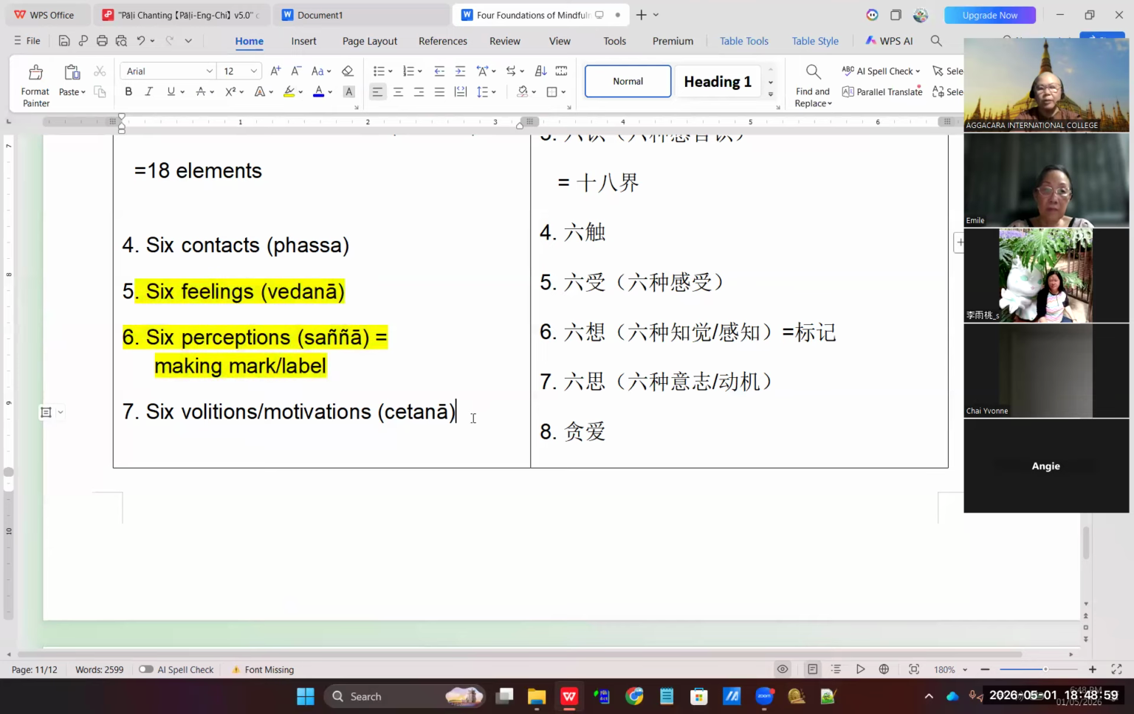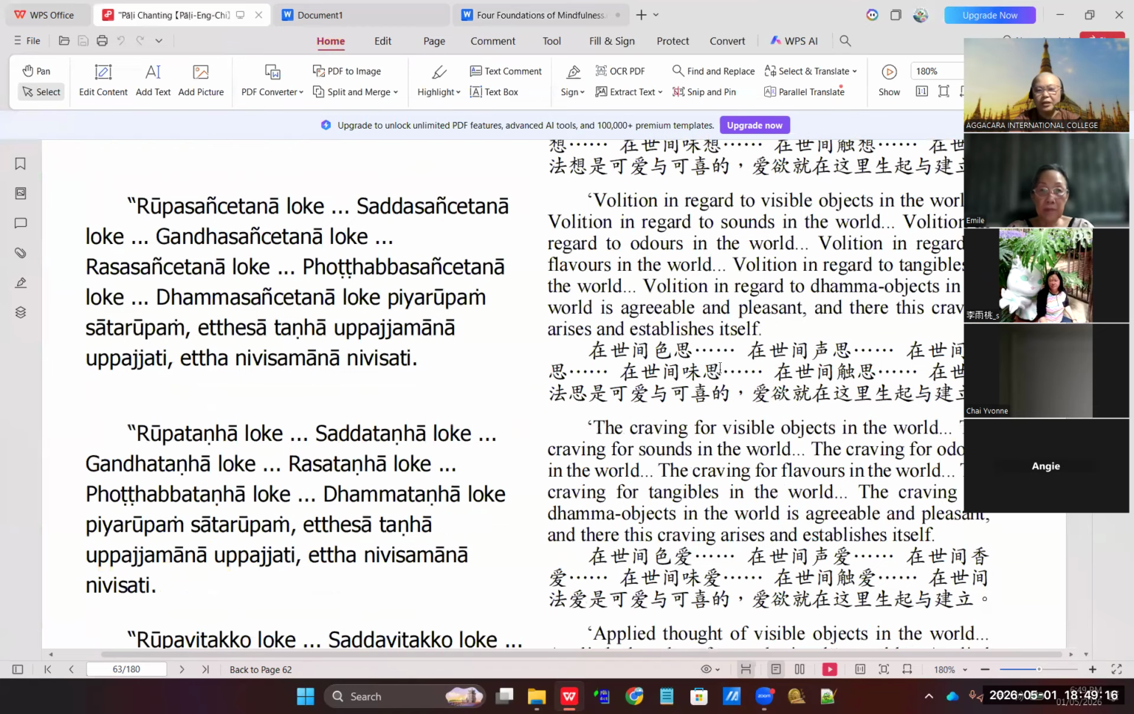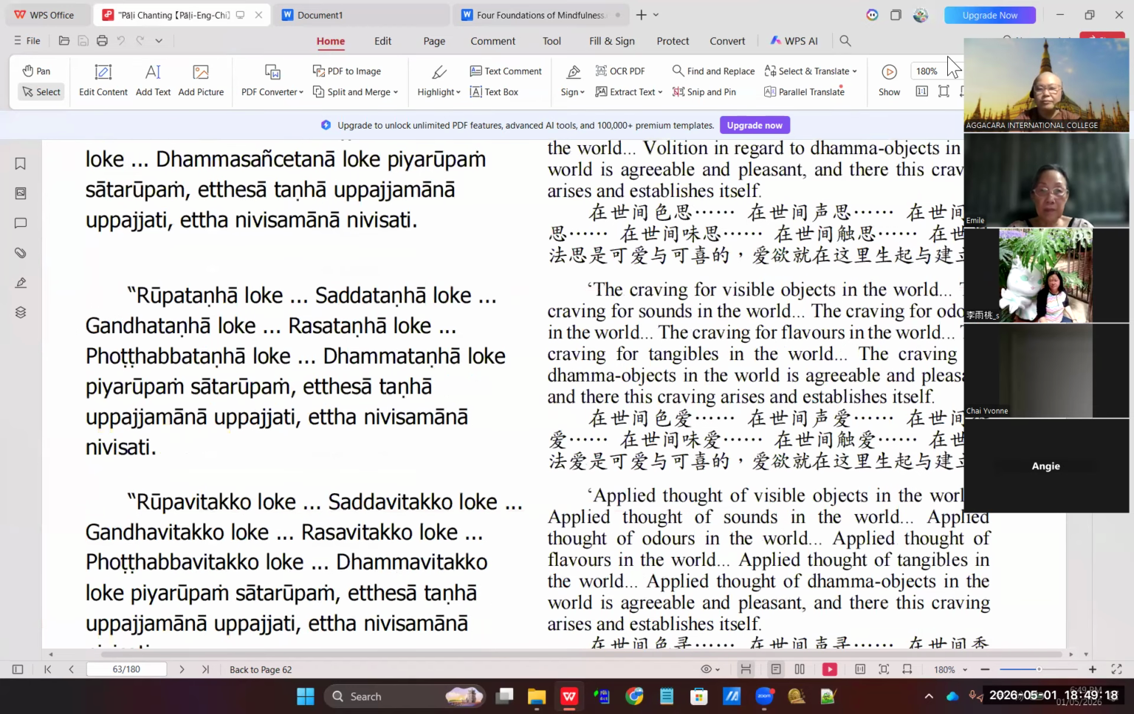Okay, just now we were talking about chetana. Chetana we translate as volition or motivation. It's like the mind being determined on the object. This is the one that will create the karma. Okay, so after that, there are some more. You can see then there will be craving.